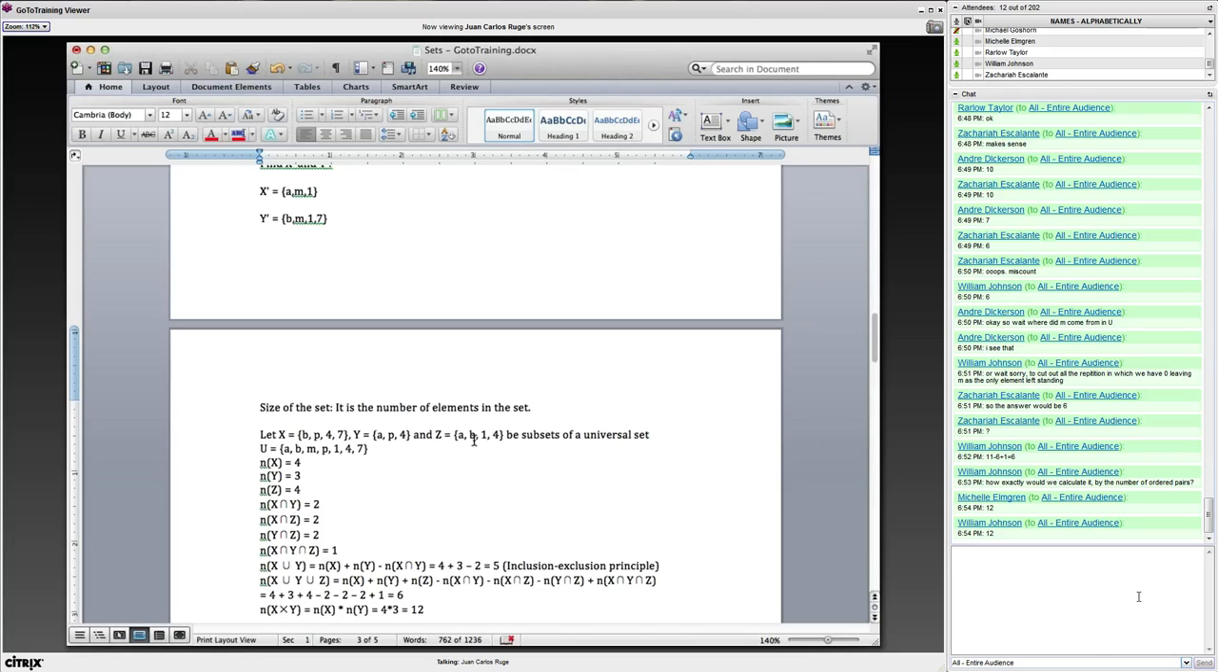Okay, guys, questions about this, questions about the size of the set, questions about the inclusion-exclusion principle, questions about... I didn't ask for complement.